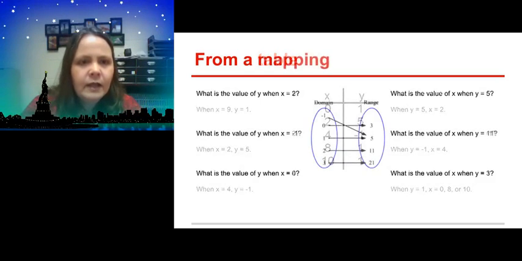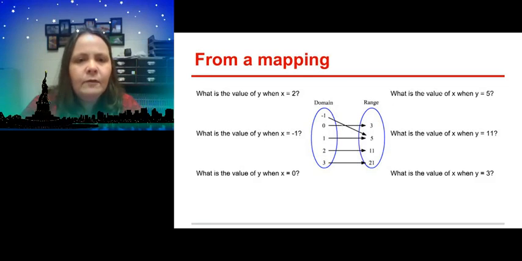Now, let's look at a mapping. And again, remember on a mapping, you go from your domain to your range, and the arrow points to the value that corresponds with an element from your domain. So what is the value of y when x equals 2? You look in your domain circle and you find 2, and you follow the arrow, and you see that when x equals 2, y equals 11.